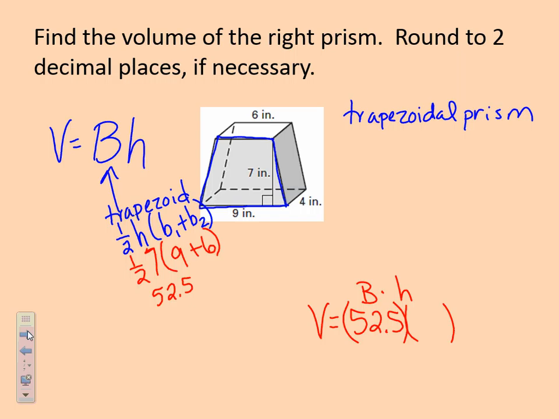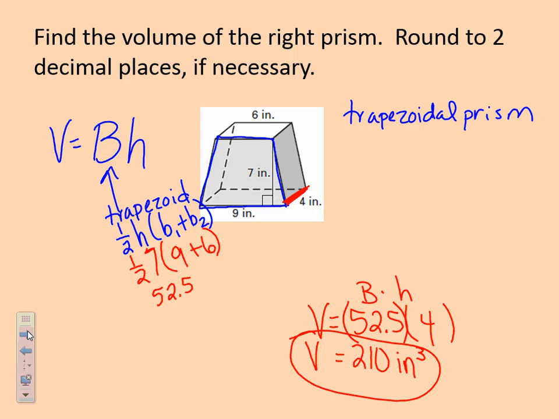So if the base is the trapezoid and I were to sit him upright, that means this 4 right here would be his actual height. So we're going to take that area of the base times 4, because that's the height, and the total volume of this trapezoidal prism is 210 inches cubed. Now, because we're talking about volume measurement, how many cubic inches can fit inside this shape?